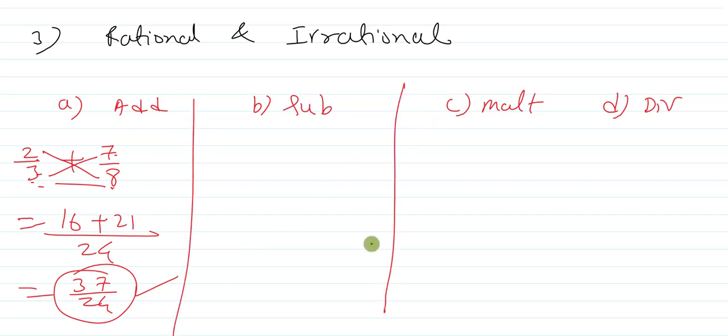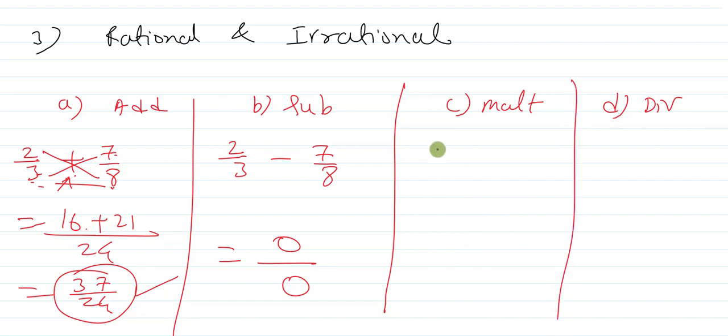Same case, if we subtract two rational numbers, what will happen? Same. I'm not going to do it. You just need to put minus in this: 2 by 3 minus 7 by 8. Find the answer. It will also be a rational number.